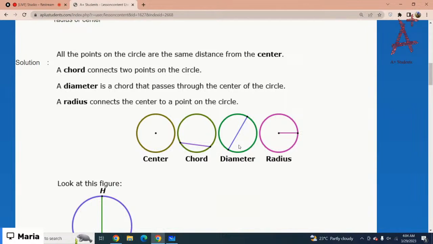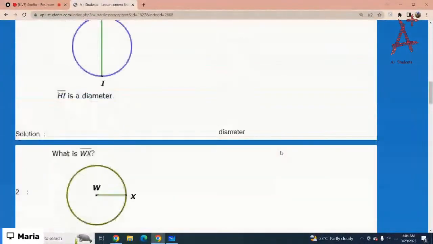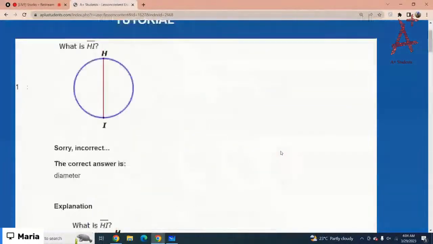A radius connects the center to a point on the circle. So here is the radius that connects the center and any point on the circle. That would be the radius. Let's start with the practice questions.